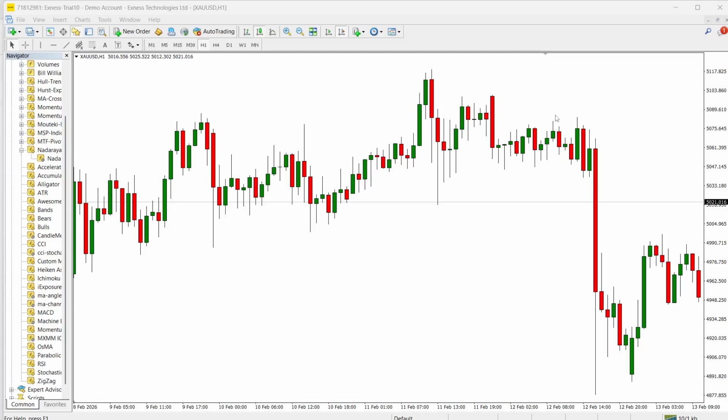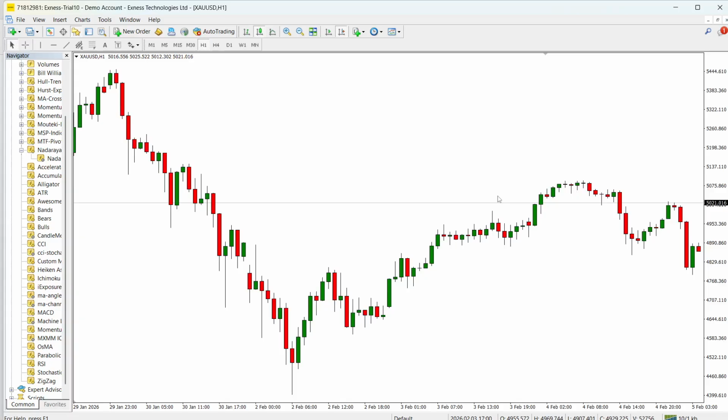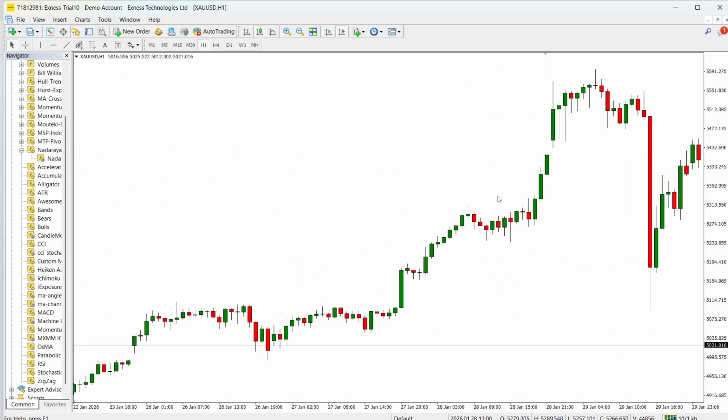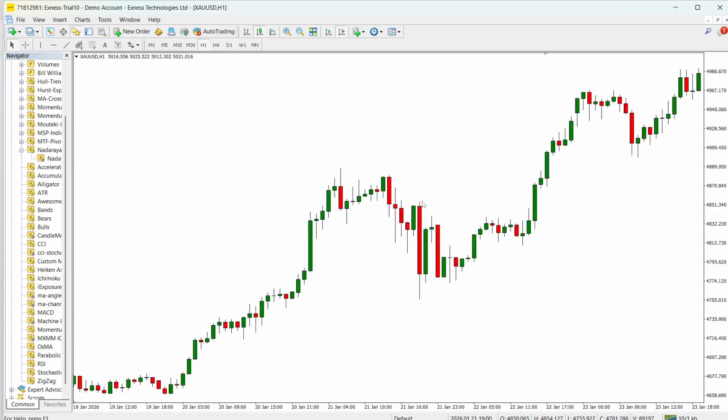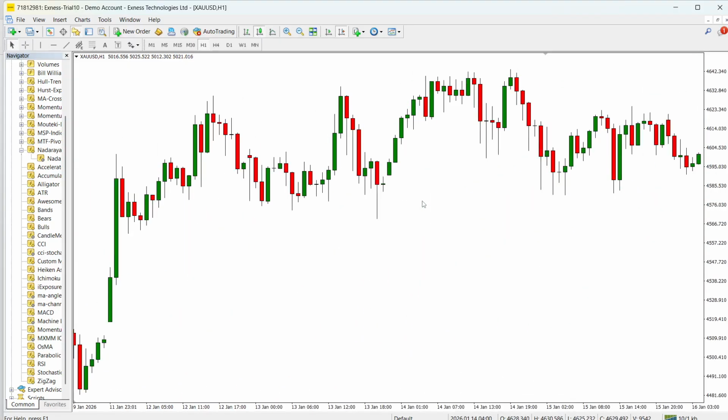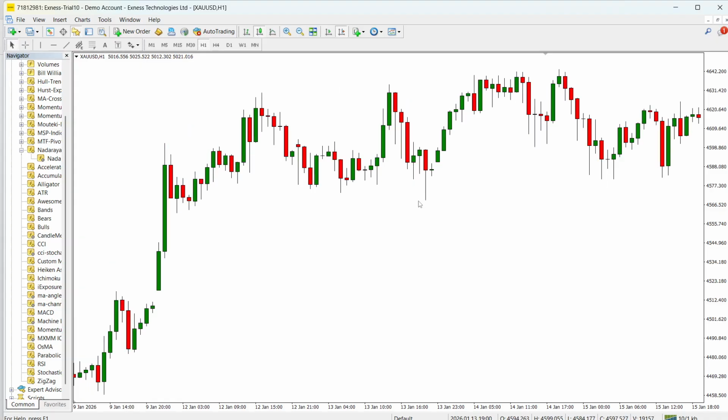Hello traders. Today we are looking at the Nadaraya Watson Estimator Indicator available for MetaTrader 4 and MetaTrader 5. This tool uses Kernel Regression to create a smooth fitted curve through your price data.